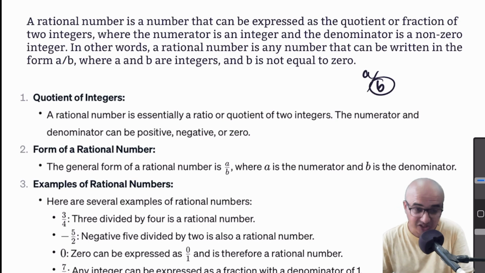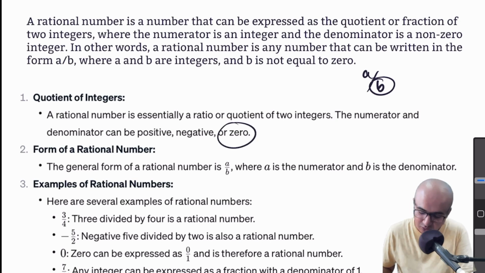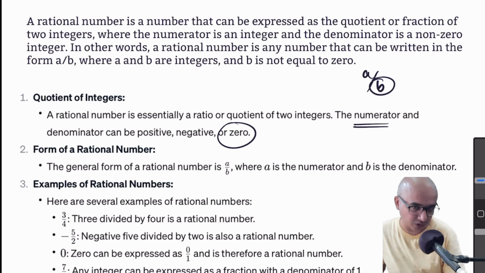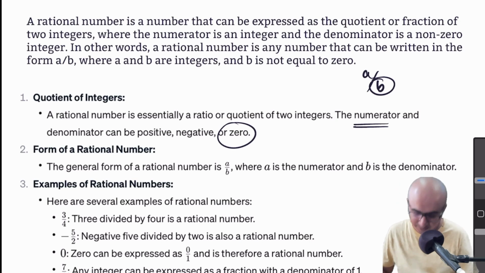A rational number is essentially a ratio. It is expressed in the form of a fraction or quotient of two integers. The numerator and the denominator can be positive, negative, or 0. Of course, this 'or 0' applies only for the numerator part, not the denominator part.